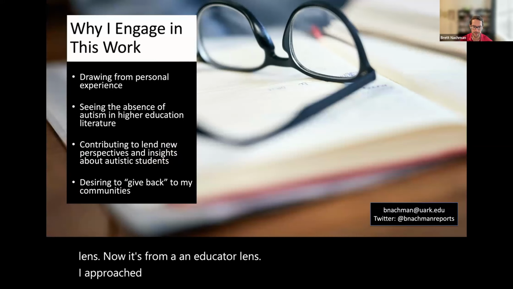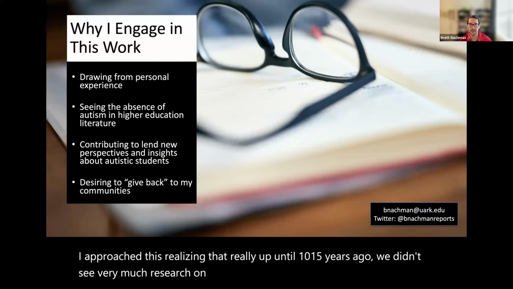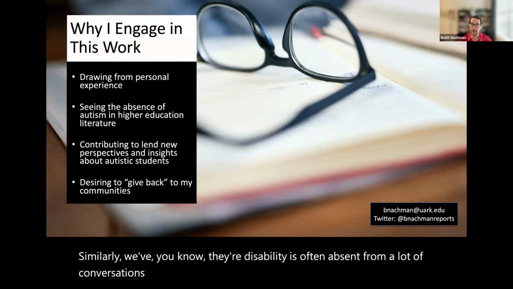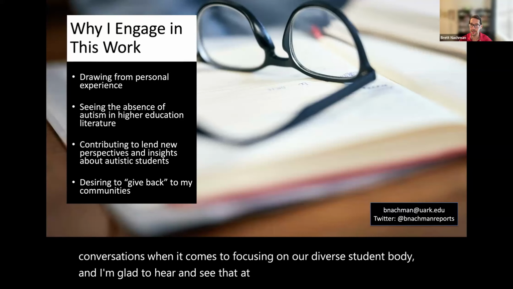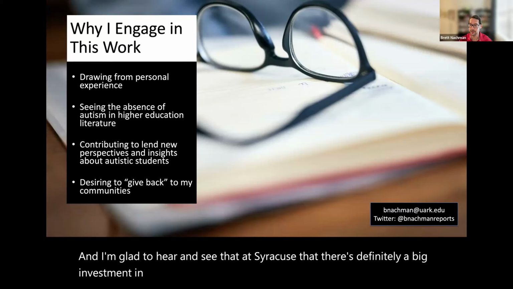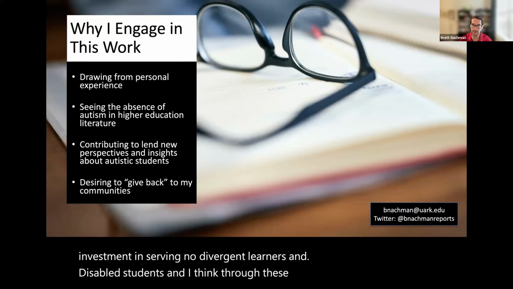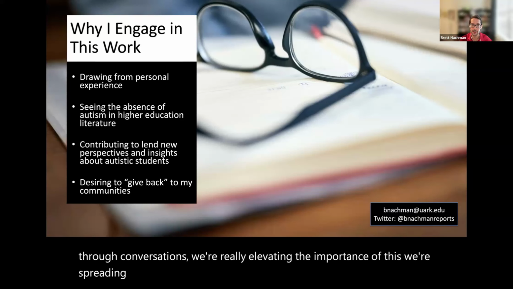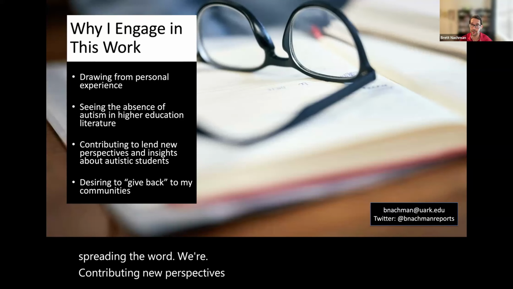I approach this realizing that really up until 10, 15 years ago, we didn't see very much research on autistic college students in higher education. Similarly, disability is often absent from a lot of conversations when it comes to focusing on our diverse student body. And I'm glad to hear and see that at Syracuse there's definitely a big investment in serving neurodivergent learners and disabled students. And I think through these efforts, through webinars, through conversations, we're really elevating the importance of this. We're spreading the word. We're contributing new perspectives, and that's what I try to do in my work.